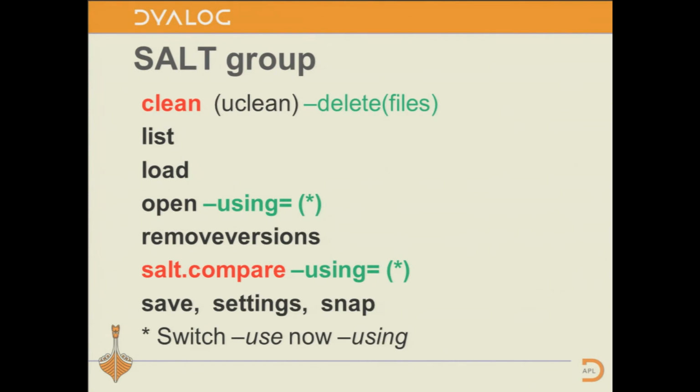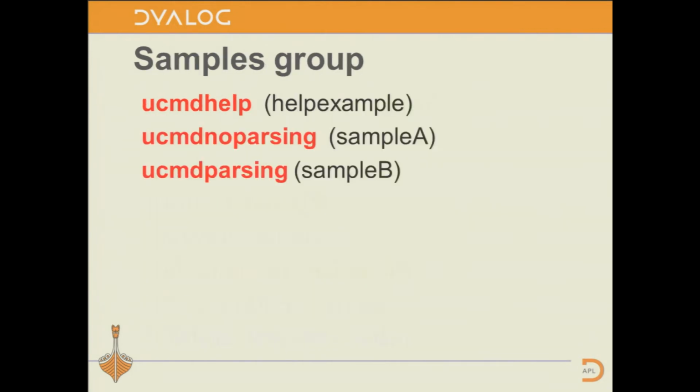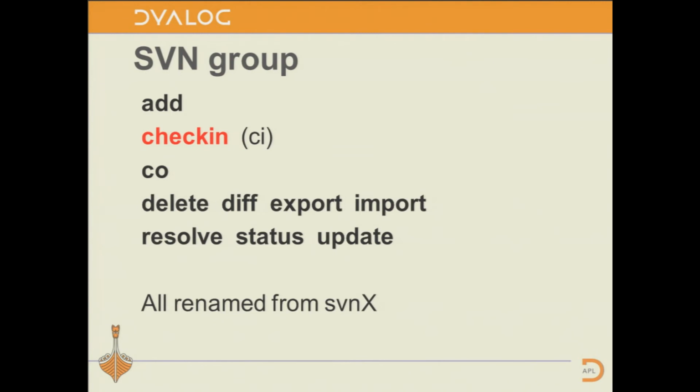If you put delete files, then any files associated with these objects are also deleted. Open using was called use, it's been now called using. Salt compare, the same thing. The samples group, we had some samples before to allow you to see how to create user commands with the parser, without the parser, how to use the help. They've all been renamed. It's exactly the same commands, they've just been renamed.